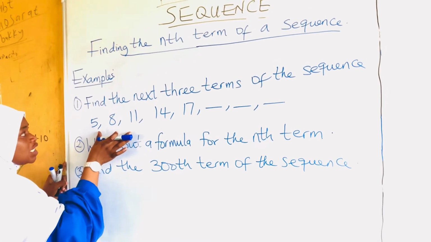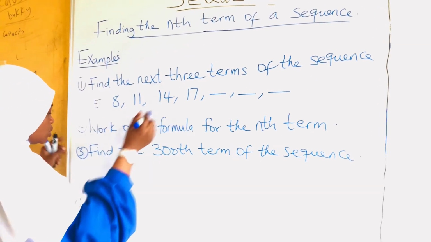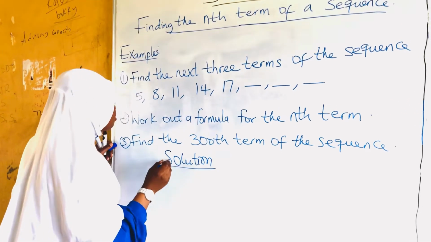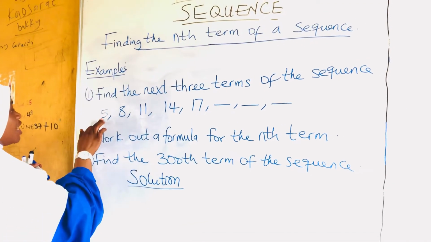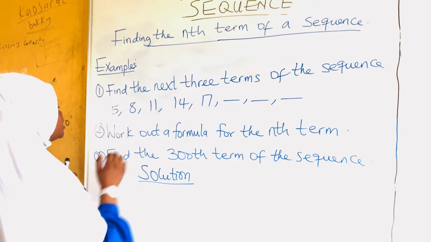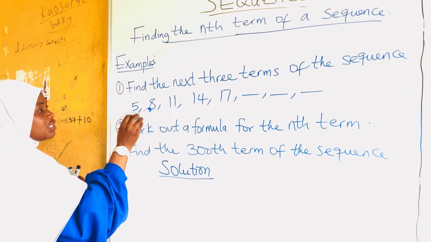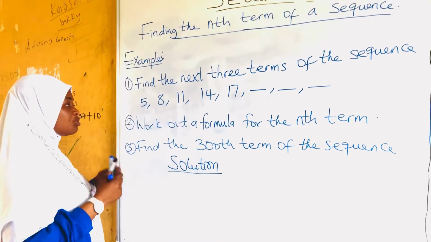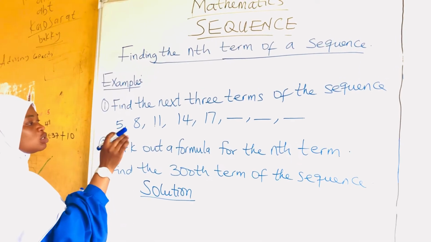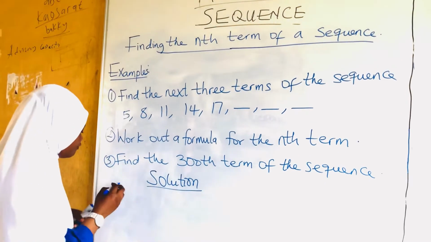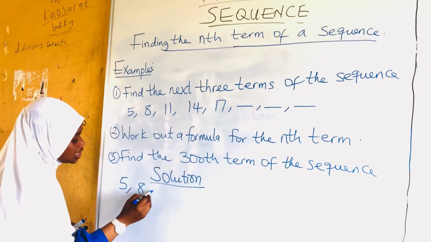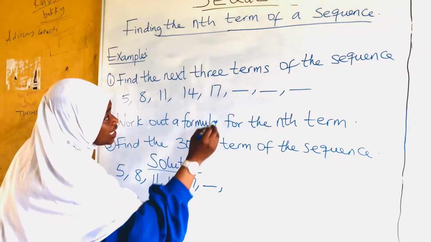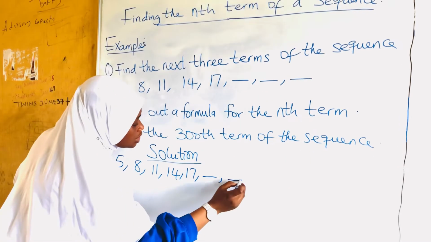So for the first one now, find the next term. This one is very simple. So let's do it. Solution. So you study the numbers 5, 8, 11, 14, 17. What is the rule that governs them to be in this form? Is it going to be addition? Is it going to be subtraction? Is it going to be division? Or is it going to be multiplication? So now 5, 8, 11, 14, 17, and so on. We want to find the next 3 terms of this sequence.